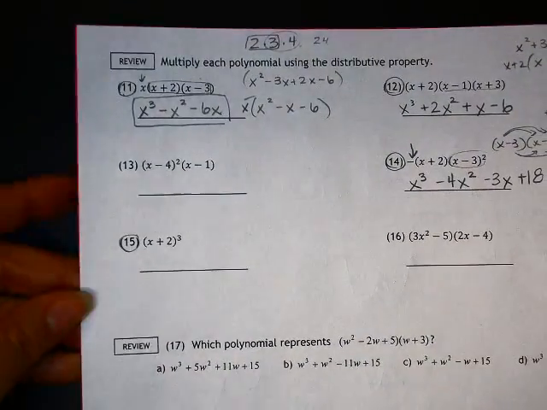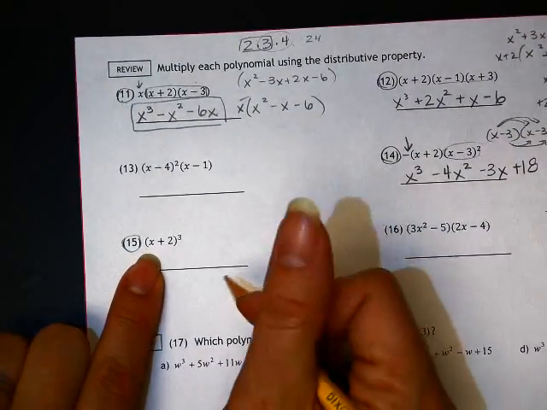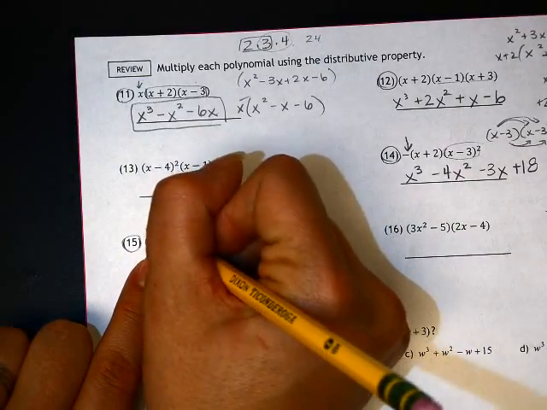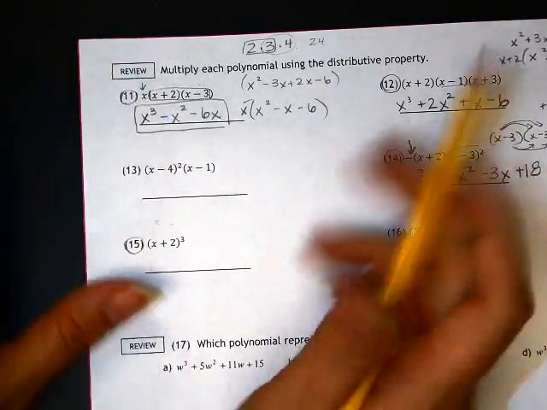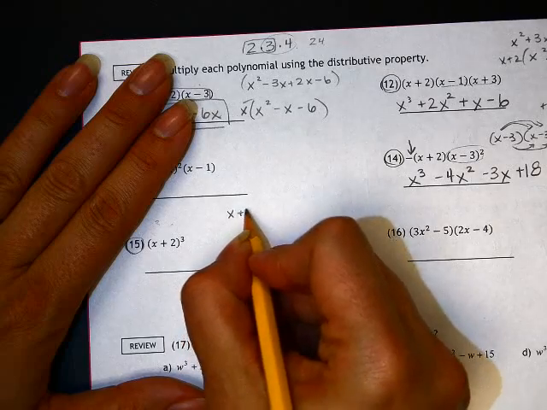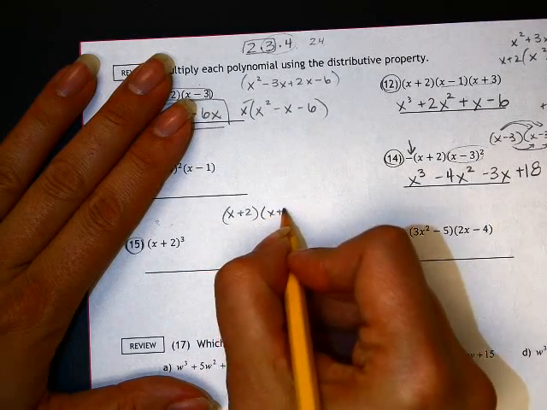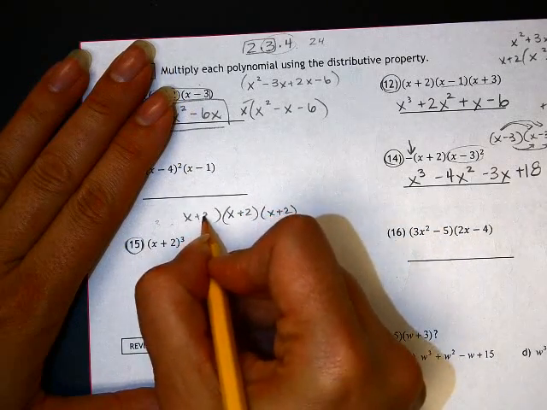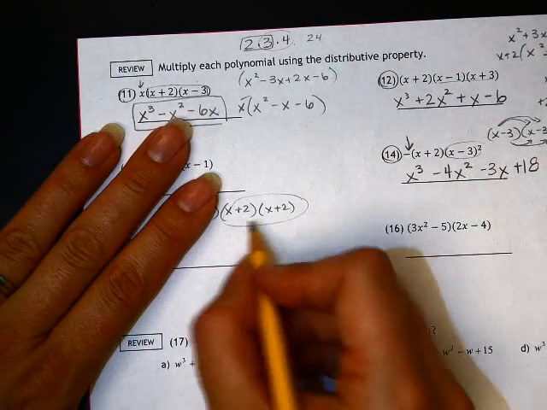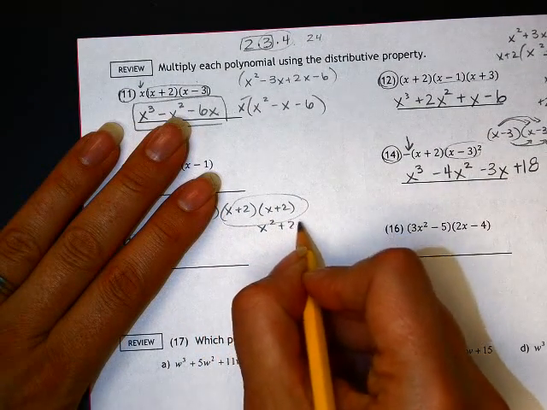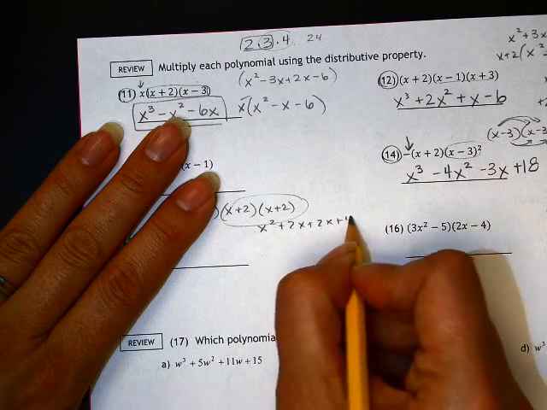Let's look at just one more. For this one here, I know it's really tempting to just say x cubed plus 8, but it is not the case because I need to multiply that times that times that. That's what that means. And when I multiply these guys, I get x squared plus 2x plus 2x plus 4.